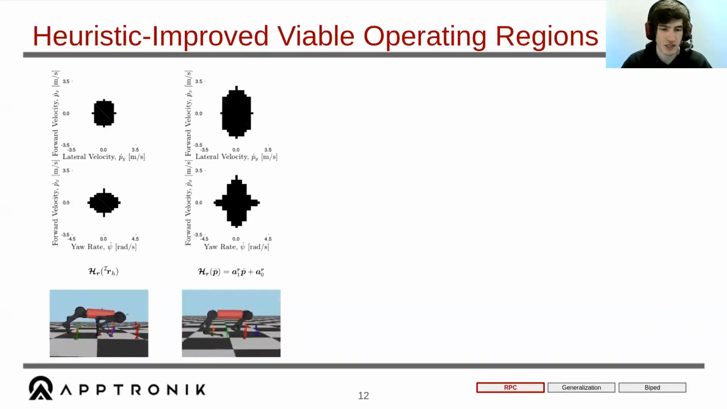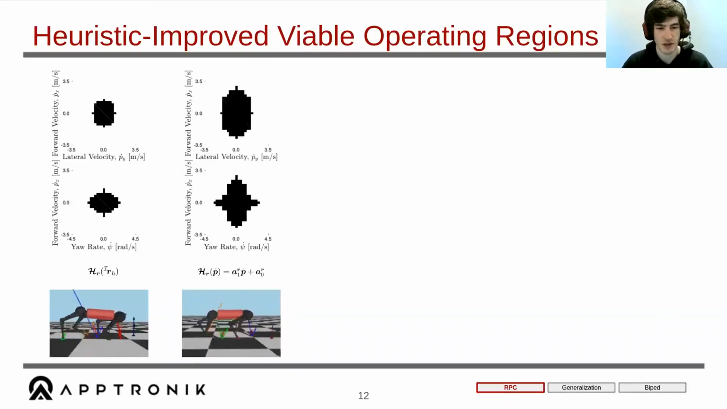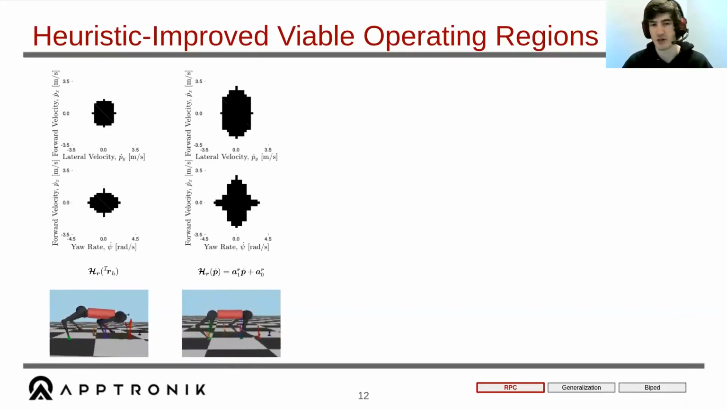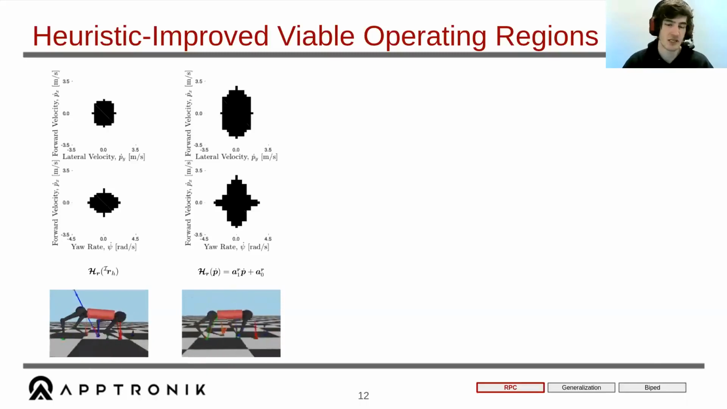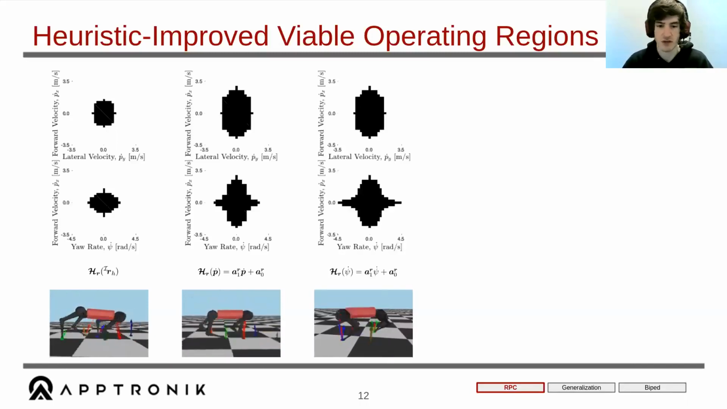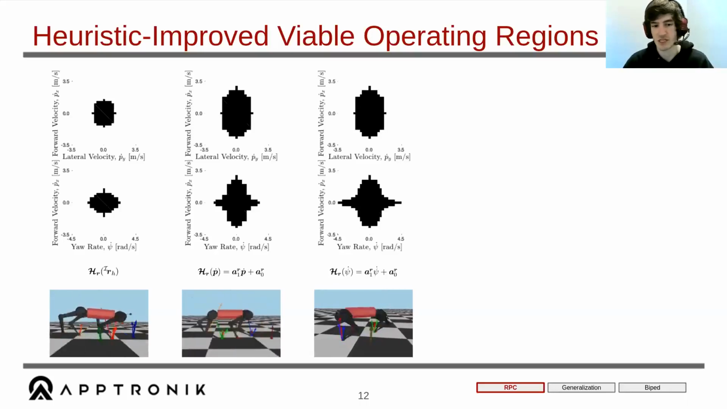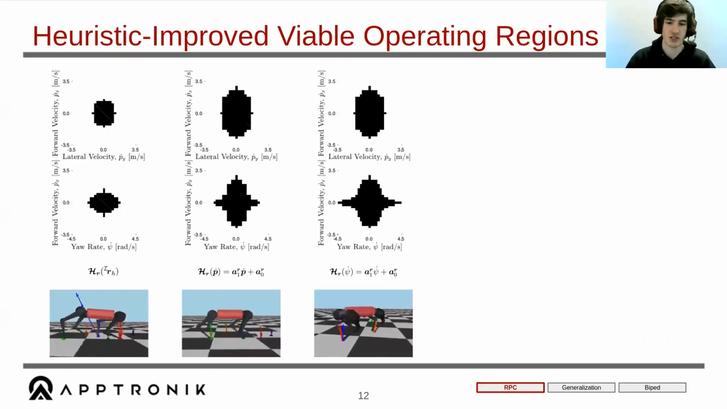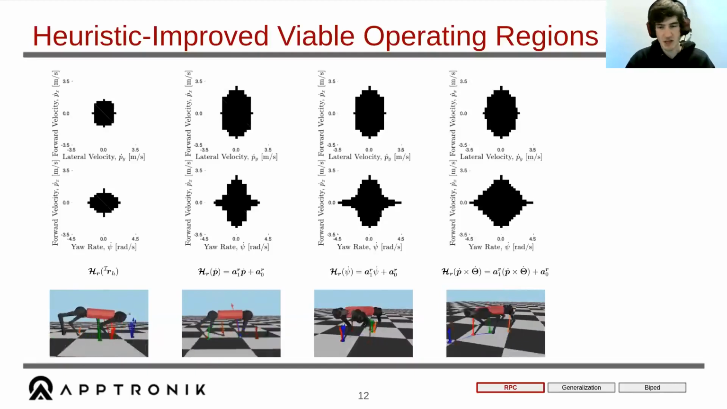So the first heuristic that we found was a linear heuristic with forward velocity and footstep placement, which said basically put your foot in the direction that you're walking. And we see how this viable region where the robot's stable starts growing. The next one was a similar linear relationship with turning rate and footstep placement. So similar to the other one, place your foot in the direction that you're turning. And we see again that the viable operating region starts increasing.